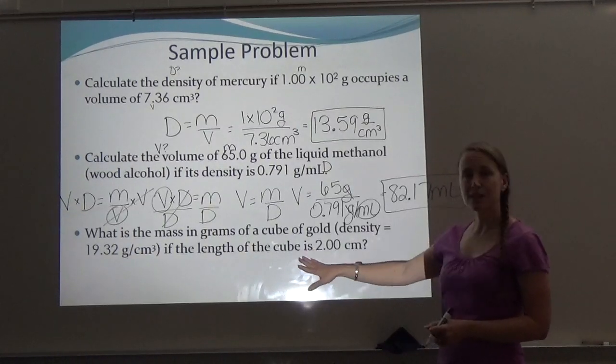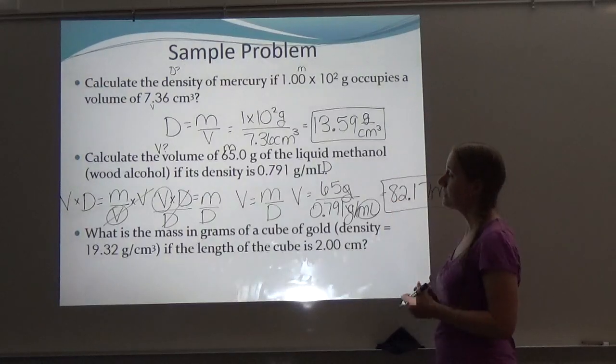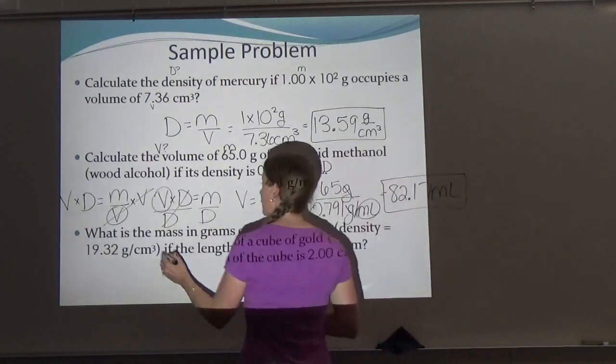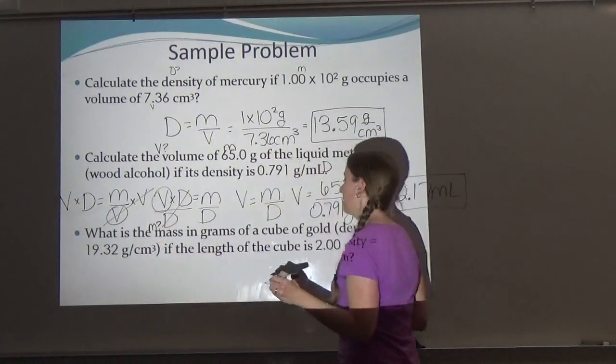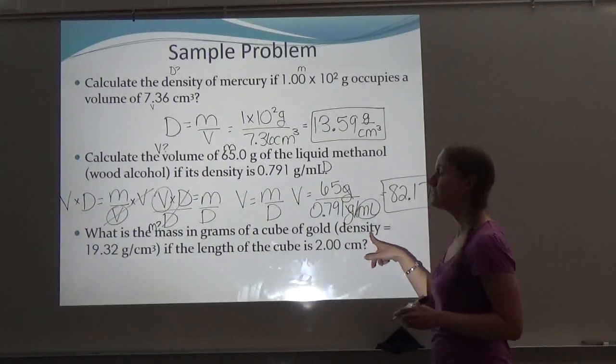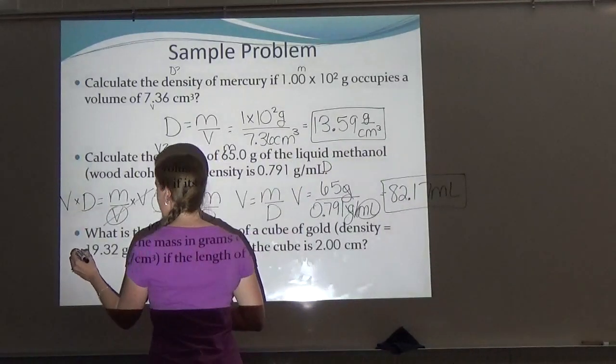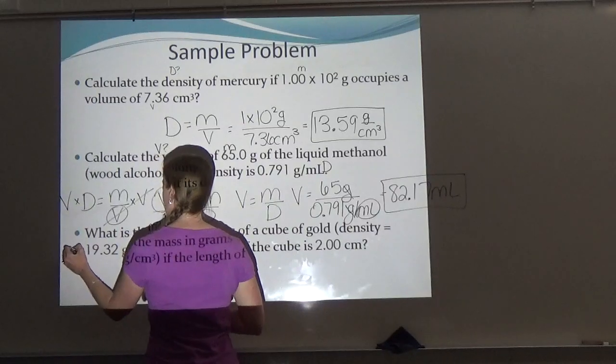Alright, so let's look at this last one together, and then I will let you try some. So it says, what is the mass in grams, so this time I'm looking for mass, of a cube of gold if the density is 19.32 grams per centimeter cubed. So there's my density.